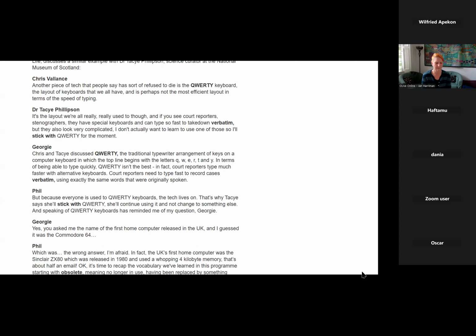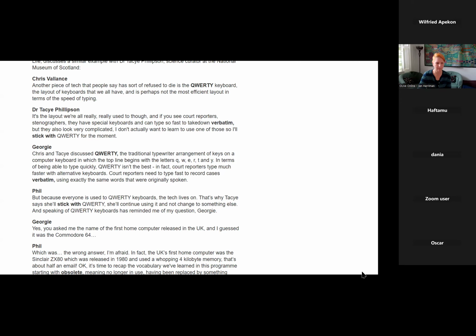Chris and Tacey discussed QWERTY, the traditional typewriter arrangement of keys on a computer keyboard in which the top line begins with the letters Q, W, E, R, T, and Y. In terms of being able to type quickly, QWERTY isn't the best. In fact, court reporters type much faster with alternative keyboards. Court reporters need to type fast to record cases verbatim, using exactly the same words that were originally spoken. But because everyone is used to QWERTY keyboards, the tech lives on. That's why Tacey says she'll stick with QWERTY. She'll continue using it and not change to something else.